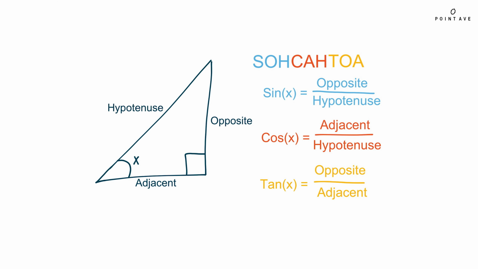SOH, S-O-H, stands for sine is opposite over hypotenuse, meaning sine of x is equal to the ratio of the opposite side length over the hypotenuse length. Recall that hypotenuse is the side opposite the right angle and is the longest side. CAH, or C-A-H, tells us cosine is adjacent over hypotenuse. Lastly, TOA, T-O-A, tells us tangent is opposite over adjacent.